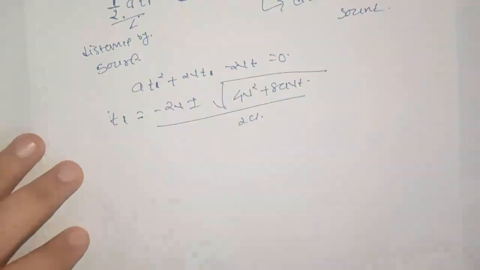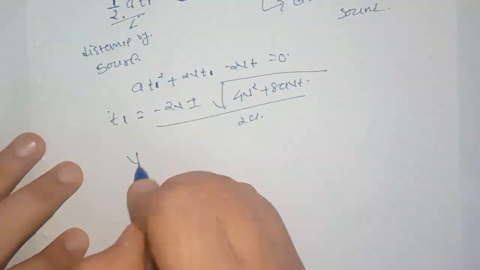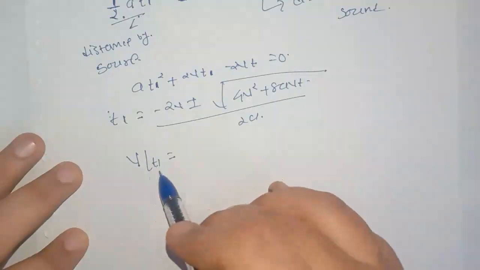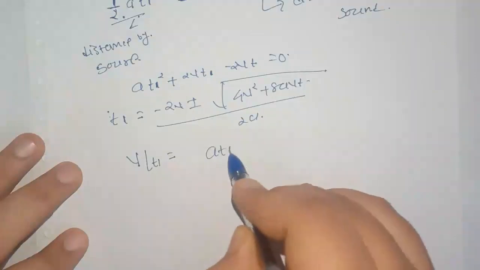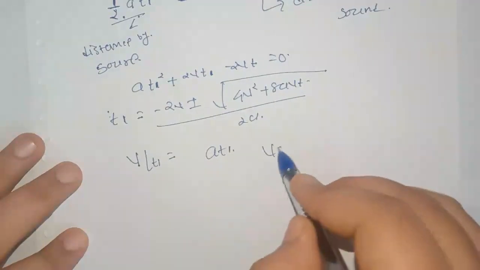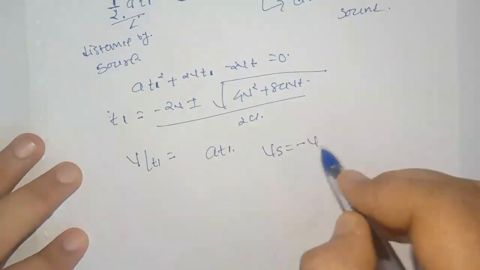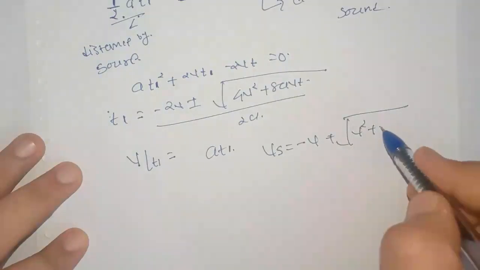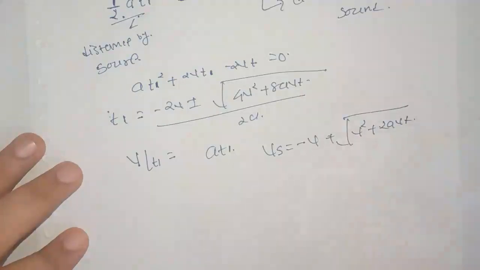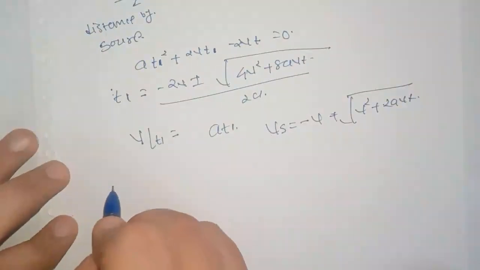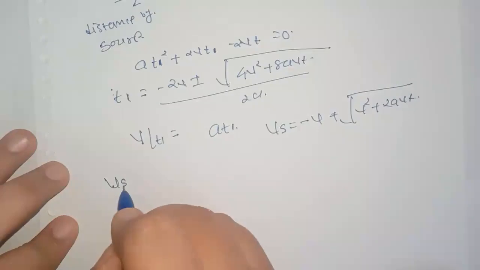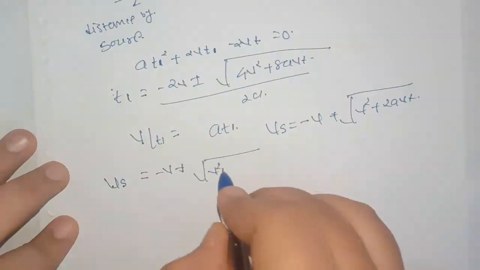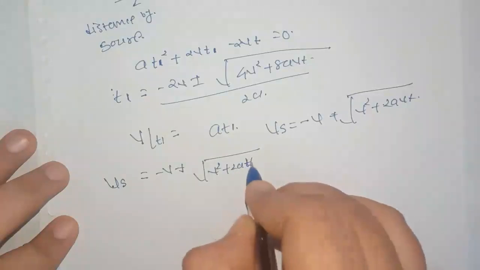The velocity of source at time t1 will be equal to at1. So vs is equals to minus v plus under root v square plus 2a vt. The velocity of source will be minus v plus under root v square plus 2a vt.